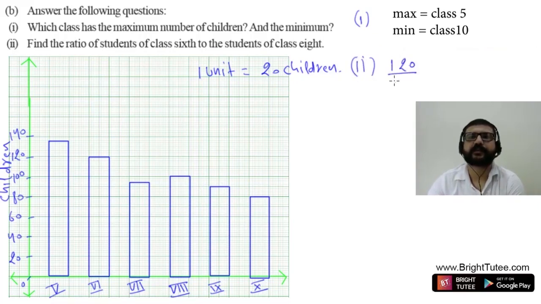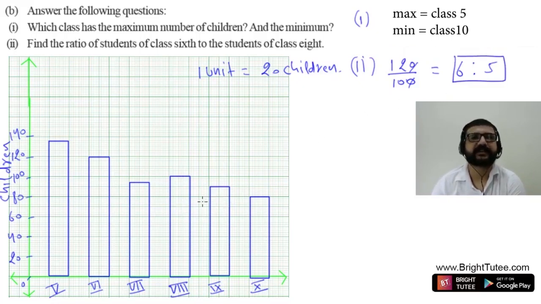120 is to 100, as the number of students in class 6 are 120 and the number of students in class 8 are 100. Now by simplifying this, we will get the ratio as 6 is to 5. So this will be the final ratio.